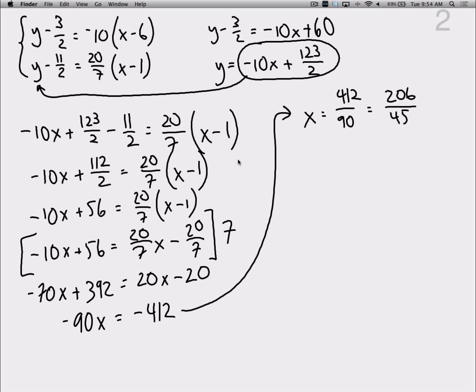Well, I just tried to do the other equation. Which other equation? I got a whole bunch of equations on this screen. That one was not translated into slope-intercept. So it's y minus 11 halves equals 27 x minus 1.